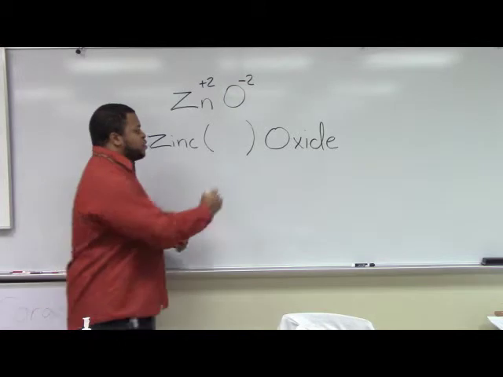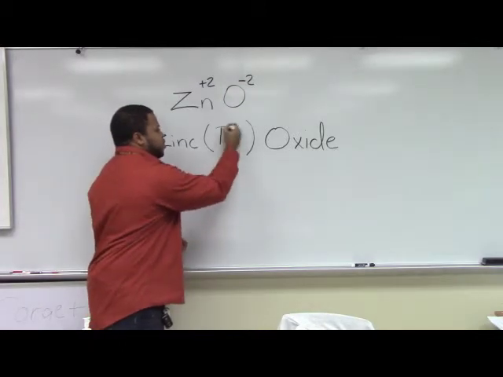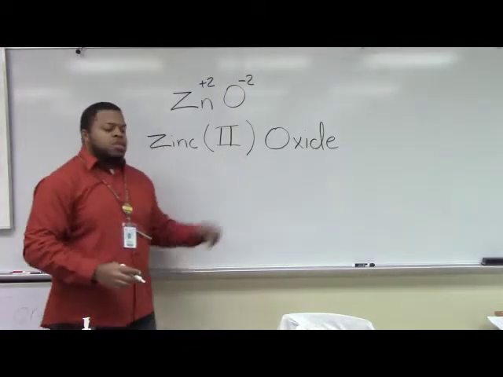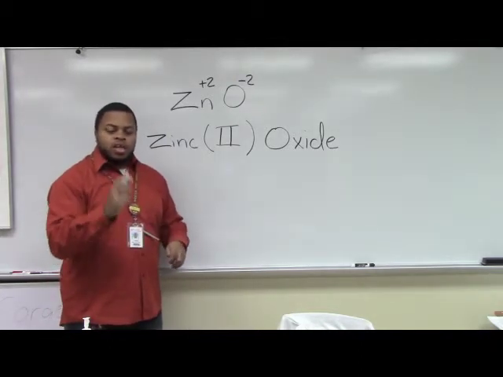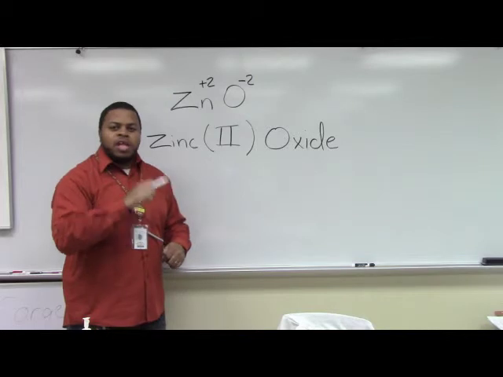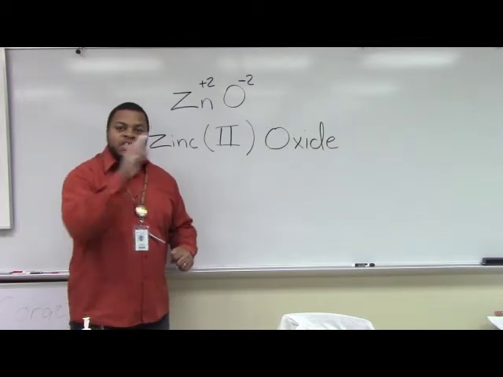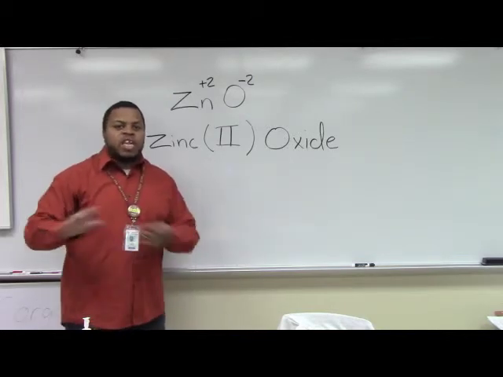So now all I have to do is just write it down. So my name for this compound would be zinc (II) oxide. You got it? Well, let's go ahead and try some more practice. Let's see if you actually have it, and then we'll test it to see.